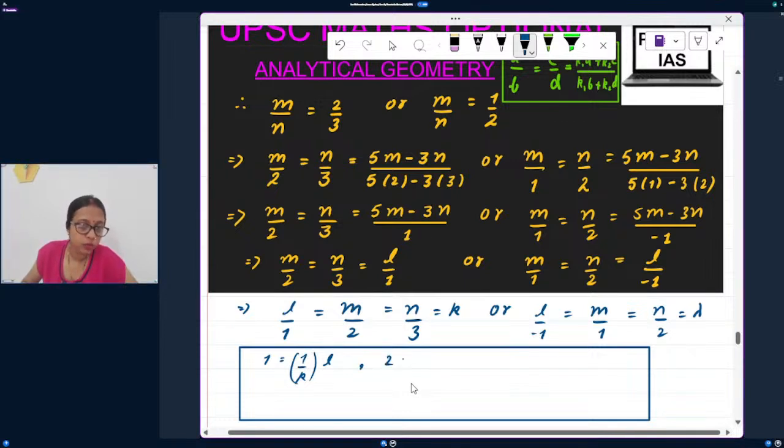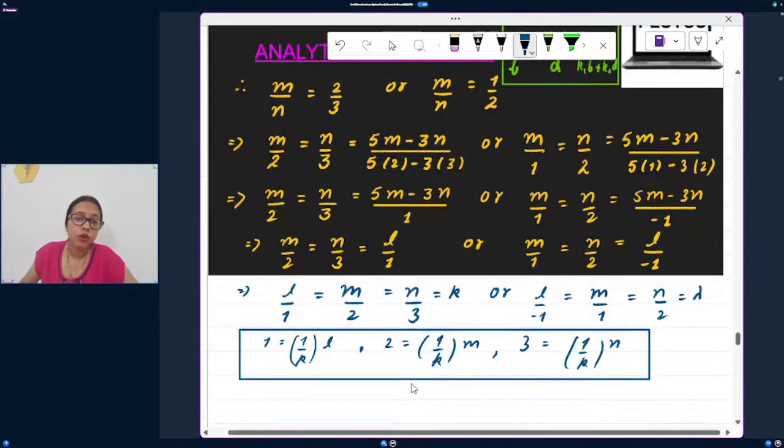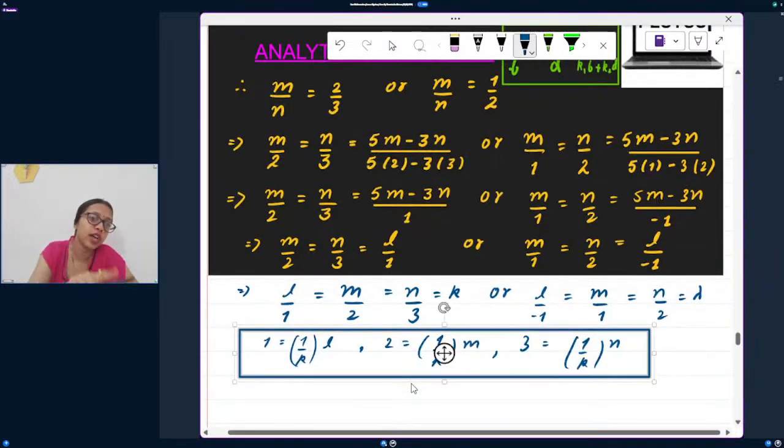Similarly, 2 will be equal to 1 by k times m, and 3 will be equal to 1 by k times n. You are multiplying the same constant with all three direction ratios. Obviously, the resultant is you are multiplying it with direction cosines. So obviously, the results are direction ratios. That is the definition of direction ratios. Okay. Now, how will you find direction cosines from direction ratios?